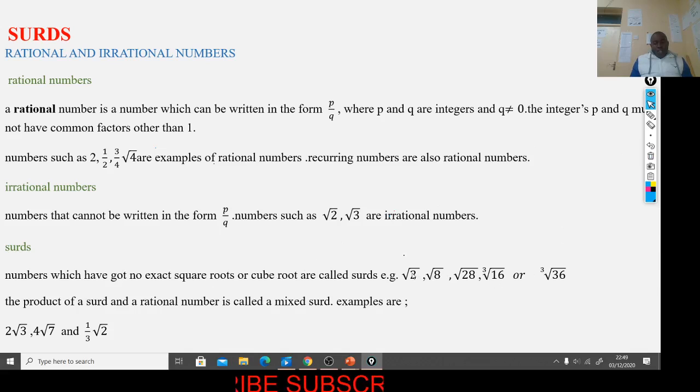An example is root 2. There is no exact root. Root of 8, there is no exact root. Root of 28, no exact root. Cube root of 3, cube root of 16, there is no exact root. Cube root of 6, we don't have an exact root. But when we talk about cube root of 8, there is an exact root of 2. So a number that does not have an exact root is what we call a surd.